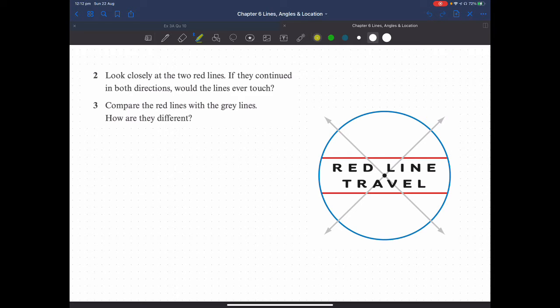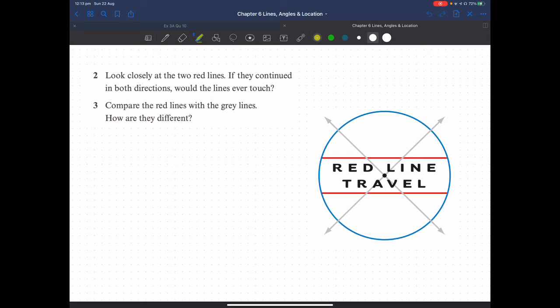We're then asked to compare the red lines with the grey lines. There are two grey lines there, and those lines are not parallel. Because they are not parallel, they do cross. In this case, they cross in the centre of the circle.